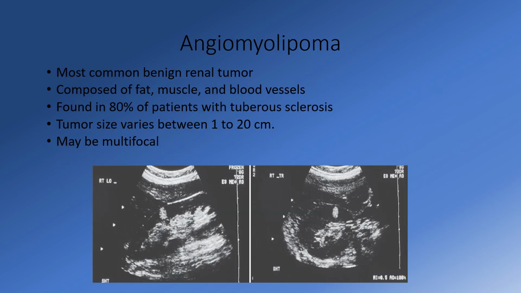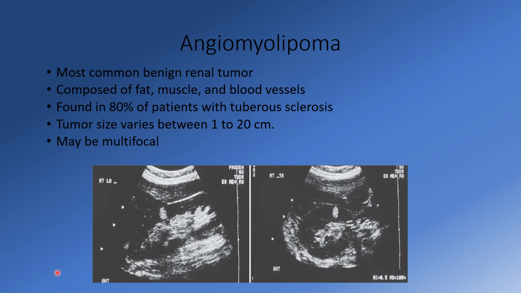Your most common benign renal tumor is going to be an angiomyolipoma, and it's composed of fat, muscle, and blood vessels. It's going to be found in patients who have tuberous sclerosis. It goes along with tuberous sclerosis. We'll see it in about 80% of those patients. Size can be variable. Typically they're small, but they can get as big as 20 centimeters. And they may be multifocal, so there may be more than one. They're going to be very hyperechoic, and typically you're going to see them in the renal cortex.